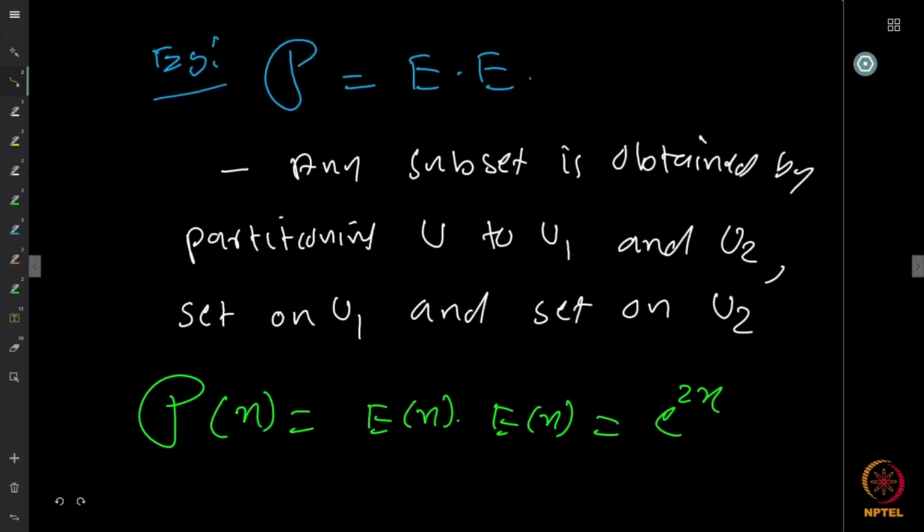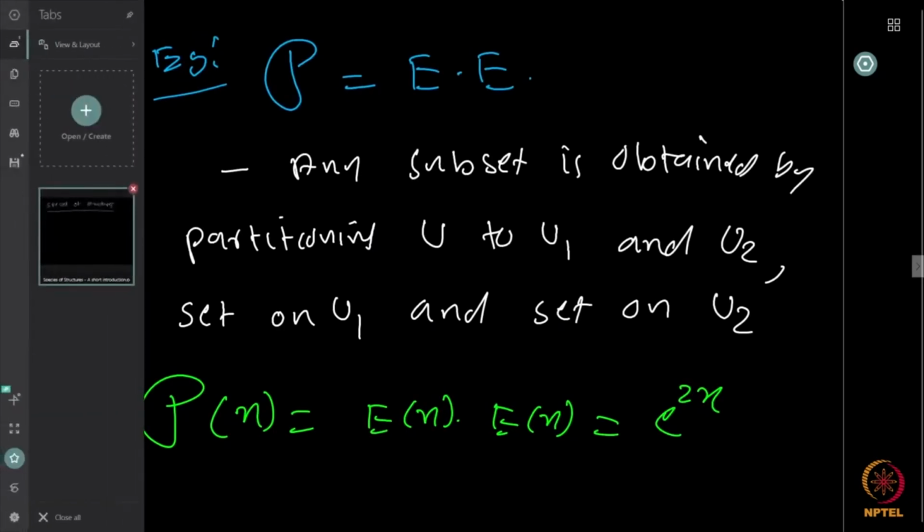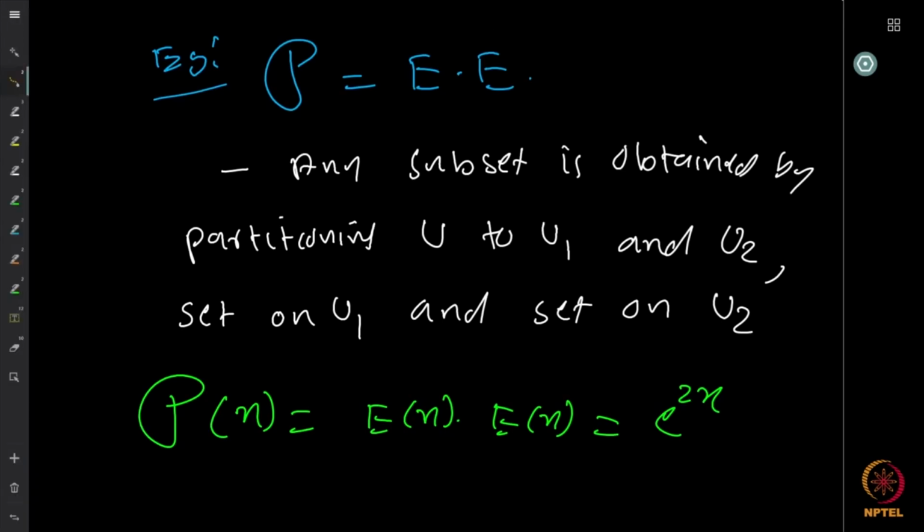Okay, so with that example, I will stop for today. Then we will continue with more examples of more operations on species. And with that, let me stop today.